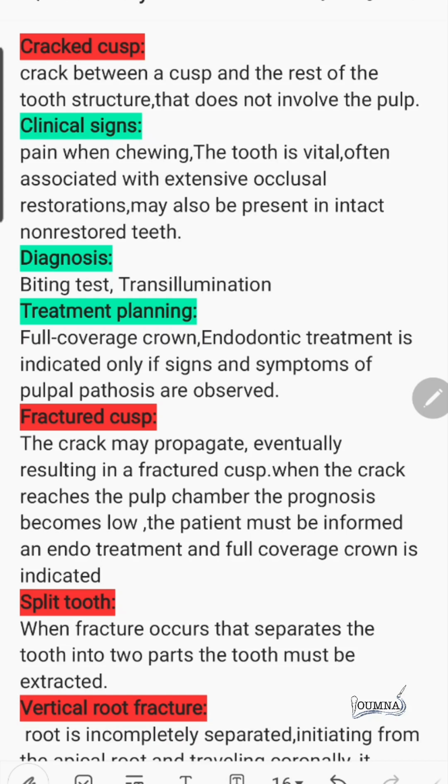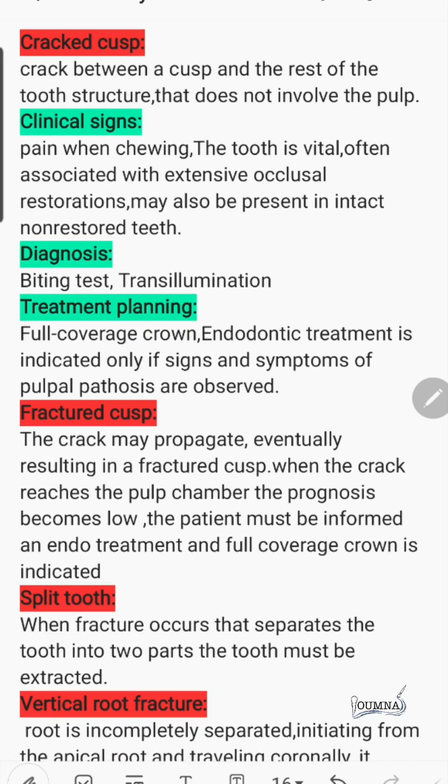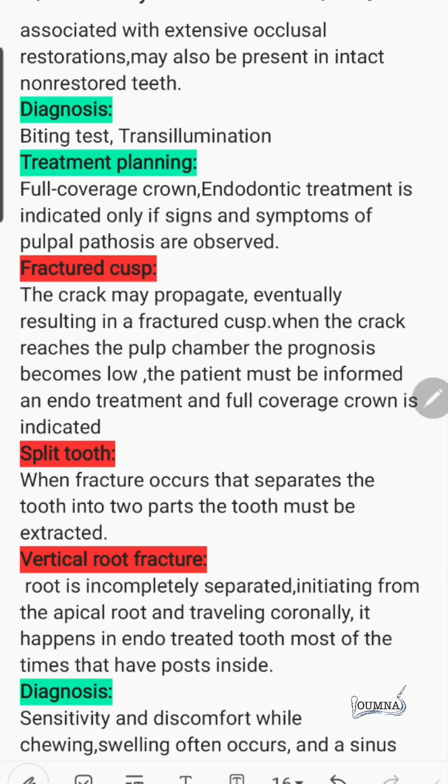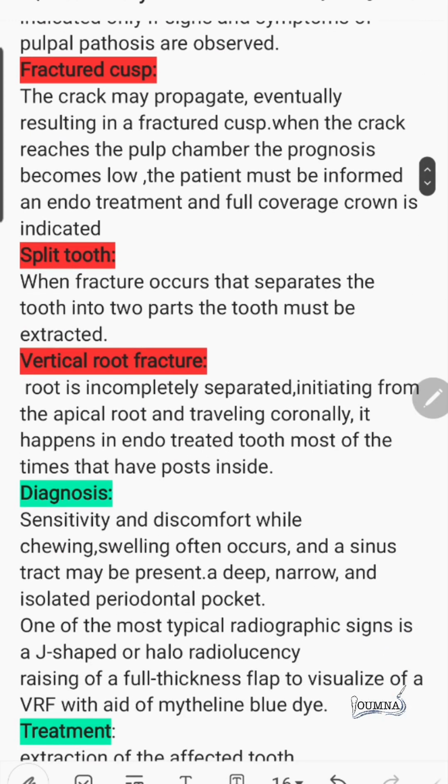The fractured cusp. The crack may propagate, eventually resulting in a fractured cusp. When the crack reaches the pulp chamber, the prognosis becomes low. The patient must be informed, and an endo treatment and a full coverage crown are indicated. The split tooth: when a fracture occurs that separates the tooth into two parts, the tooth must be extracted.